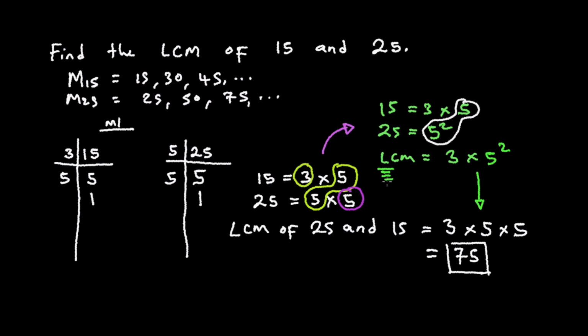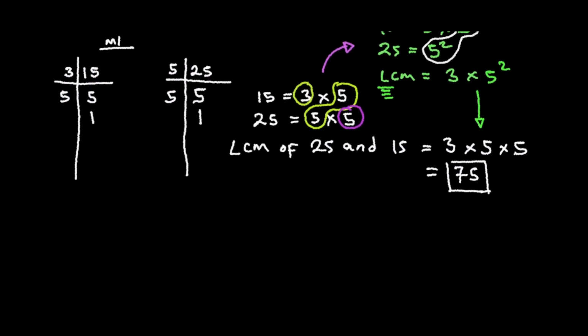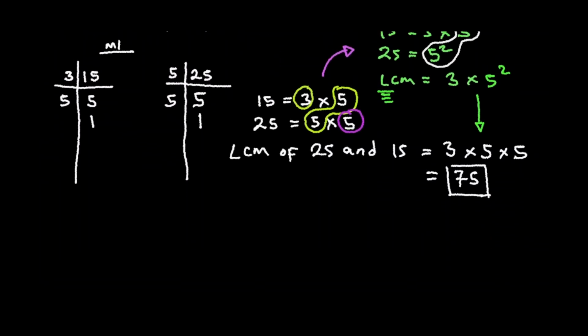This is method number 1. We are going to expand upon this with questions. Method number 2, it's smarter. What you do is, instead of doing these things separately, you do them at once. 15, 25, like this.